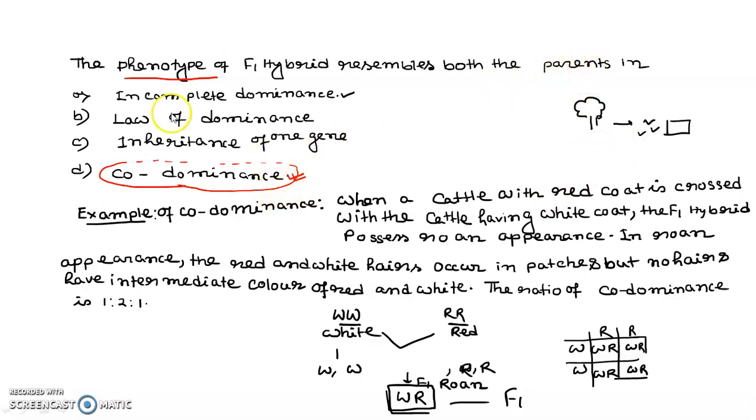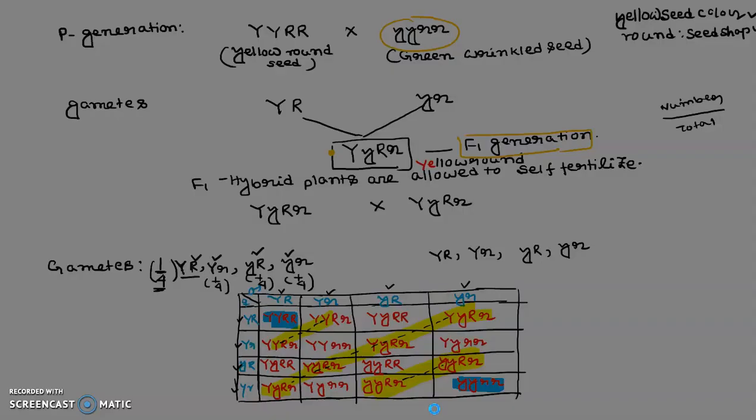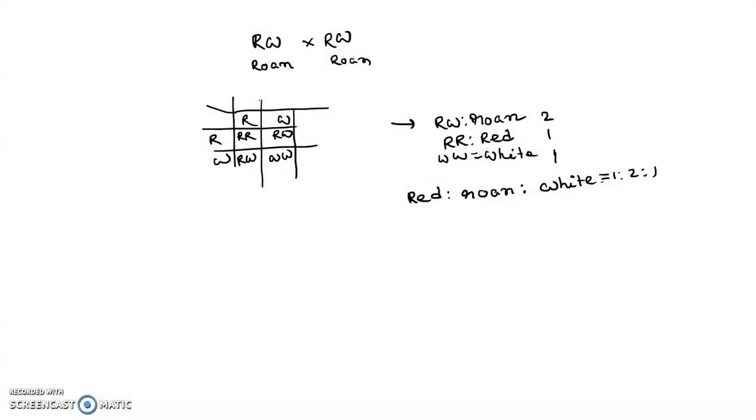Now, if the phenotype of the F1 hybrid resembles both the parents, the options may be incomplete dominance, law of dominance, or inheritance of one gene, but the answer will be co-dominance. Here the F1 resembles both parents, so the answer is co-dominance. An example of co-dominance is red and white appearing together. In co-dominance, the phenotypic and genotypic ratios are also 1:2:1.